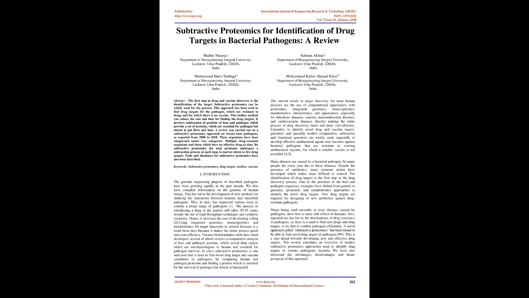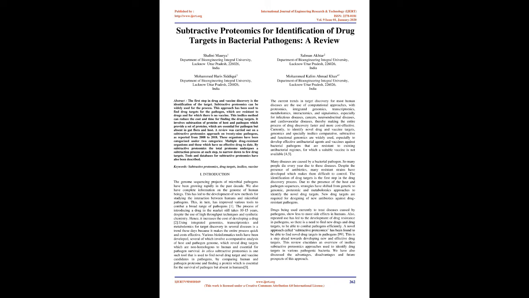Various bioinformatics tools have been developed, several of which involve a comparative analysis of host and pathogen genomes, which reveal drug targets which are non-homologous to human and essential for pathogen survival. In silico subtractive proteomics is one such tool that is used to find novel drug targets and vaccine candidates in pathogens, by comparing human and pathogen proteomes and finding a protein which is essential for the survival of the pathogen but absent in humans.